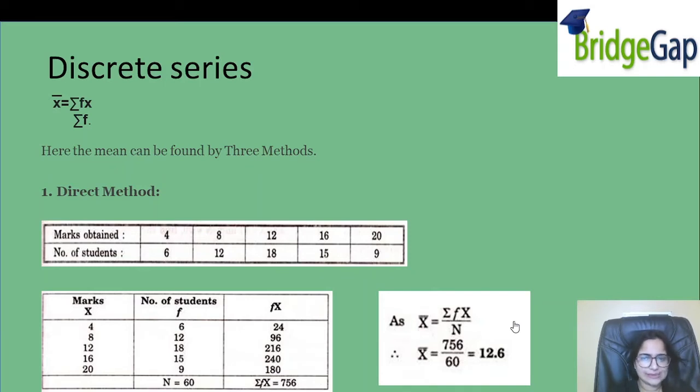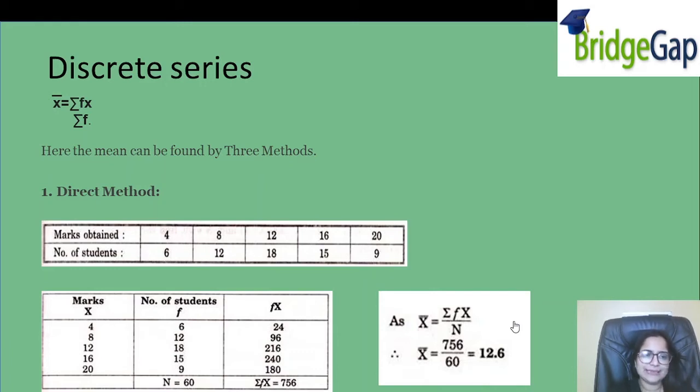Okay, so let us see how it is. Here the mean can be found, of course, again by three methods. One is the direct method, one is the assumed mean method or indirect method, and the last one is standard deviation method. Let us look at the direct method first.